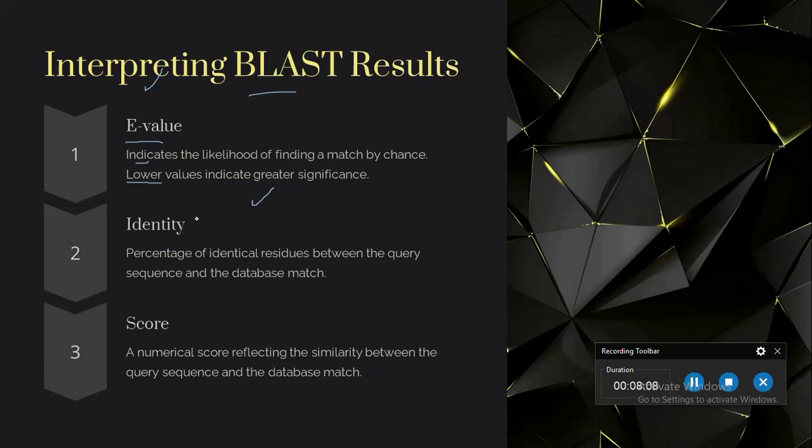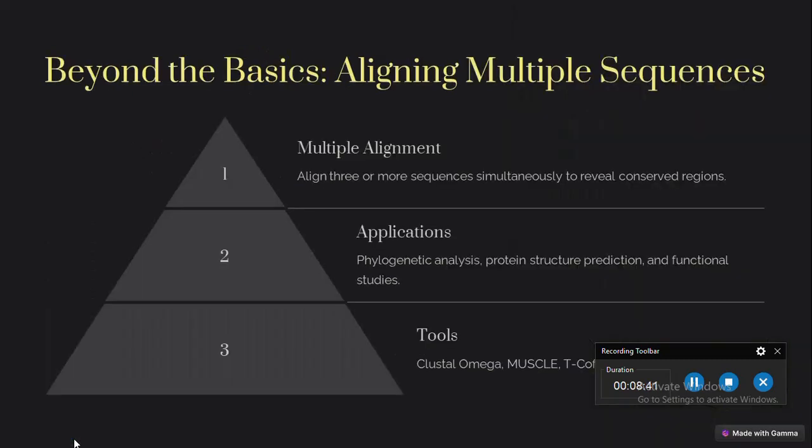Identity is the percentage of identical residues between the query sequence, this unknown sequence, and the database match. Score is a numerical score that reflects the similarity between my query sequence and the database match. So these concepts will help me in future to interpret my BLAST results.